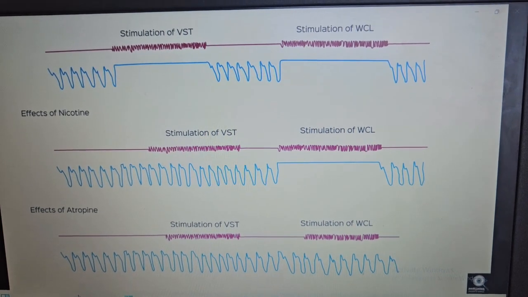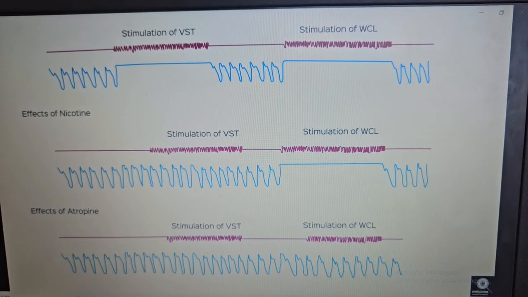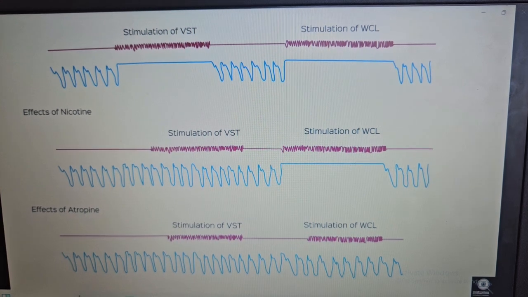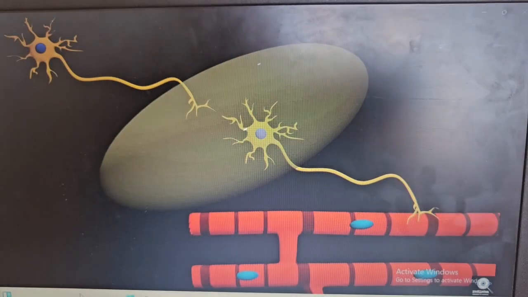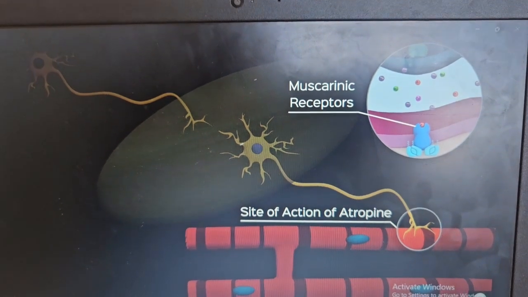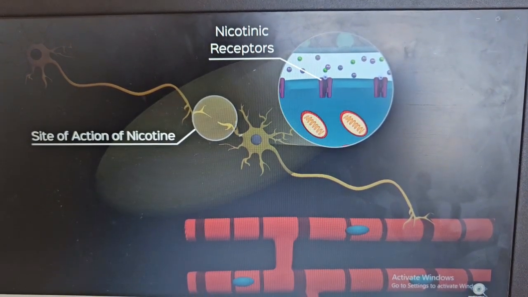We can see that stimulating the vagosympathetic trunk has no effect on the heart. The heart rate and force of contraction remain normal. But when we stimulate the white concentric line, the heart stops. Through this experiment, we can prove that the site of action of atropine is the muscarinic receptors on the cardiac muscle cells, and the site of action of nicotine is the nicotinic receptors in the ganglion.